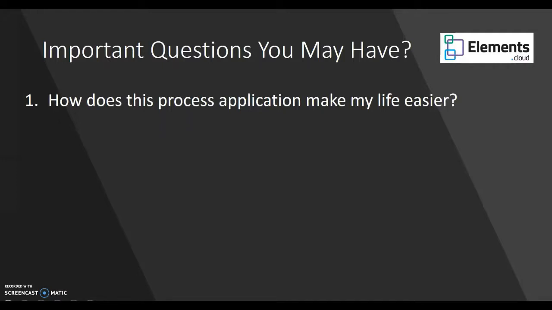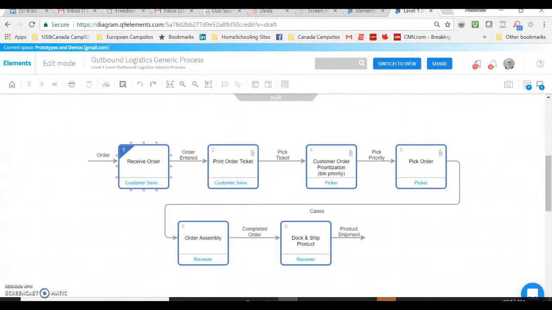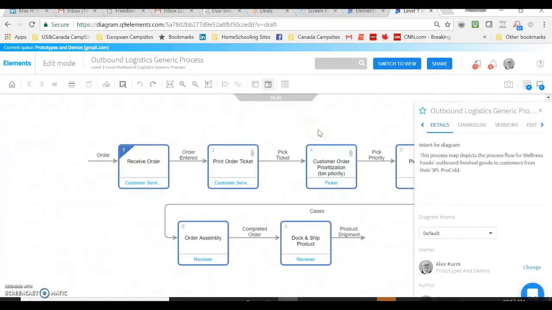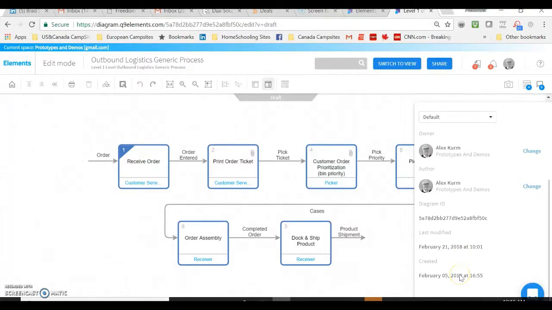The next question that I commonly get is, how does this application help me sustain my approach to operational excellence? So let's take a look at how Elements helps us with this. For starters, Elements collects a certain type of information around every single process map that's created. For example, it knows right away who's the owner of this process map and who's the author. These things are critical for understanding and maintaining and sustaining your process content into the future. When was it last modified and when was it originally created?